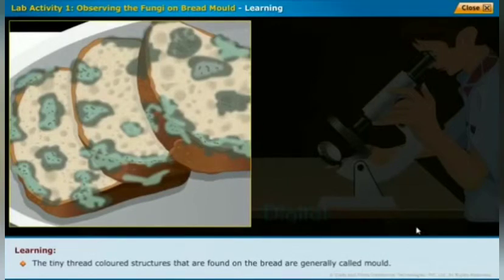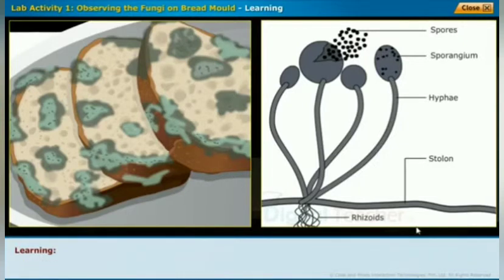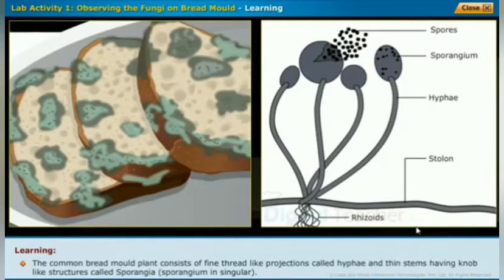The tiny thread-coloured structures that are found on the bread are generally called mould. This mould develops on the spoiled material and it has the capability of producing new mould. The common bread mould plant consists of fine thread-like projections called hyphae and thin stems having knob-like structures called sporangia.